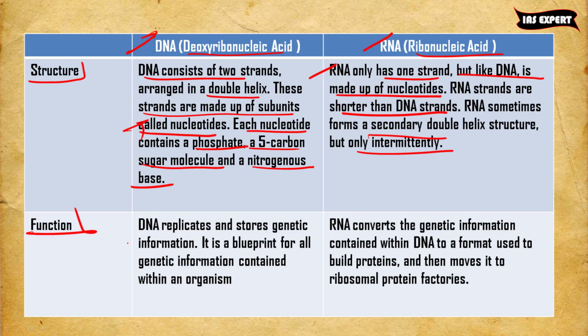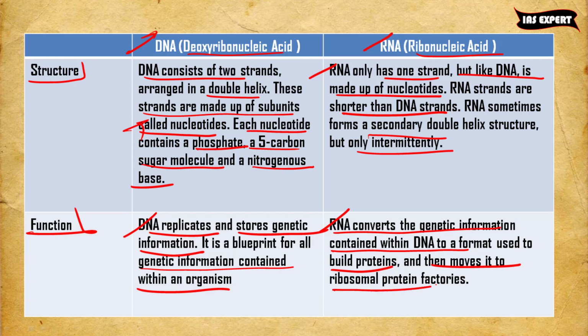The function of DNA and RNA. Coming to the function of DNA, DNA replicates and stores genetic information. It is a blueprint for all genetic information contained within an organism. Coming to RNA, RNA converts the genetic information contained within DNA to a format used to build proteins, and then moves it to the ribosomal protein factories. These are the functions of DNA and RNA.